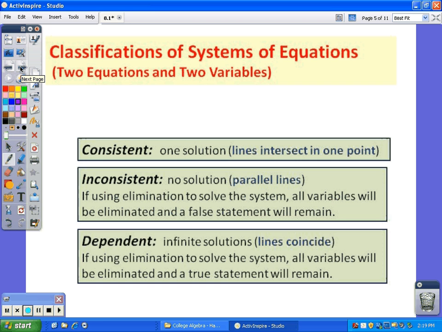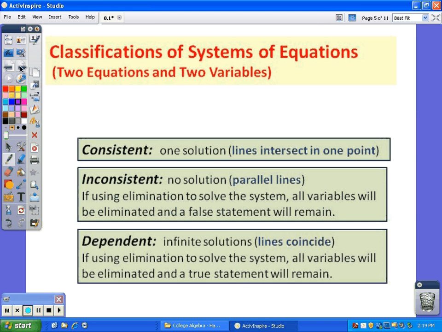Now, thinking about all the possible answers that we could get when we're solving our systems of equations. Right now, we're working on linear equations. You know that graph to be a line. Lines can cross at one point, which is what we've been getting so far. This is what we call consistent.